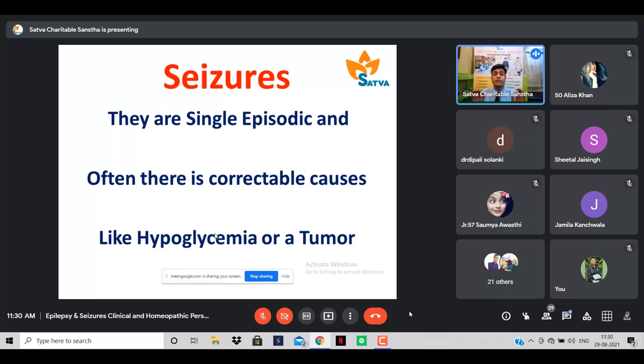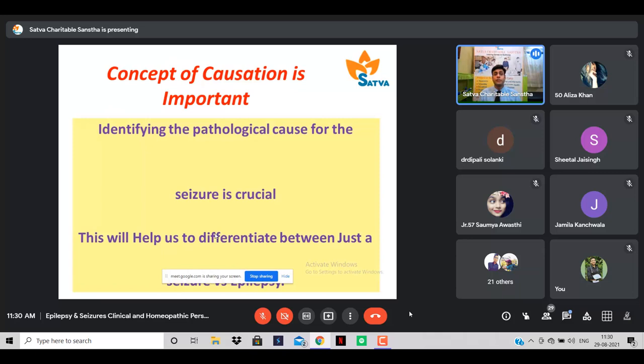So imagine a very small cause like low blood sugar or hypoglycemia can also lead to seizures, and ultimately, if the brain goes into a very prolonged hypoglycemic state, there will be damage, and the person can land up in a coma. This is what I am trying to say time and again, and I think this is very important. Therefore, the concept of causation is very important when we are dealing with seizure disorders or epilepsy. Identifying a pathological cause for a seizure is very, very crucial. This will help us differentiate whether it is a seizure or an epilepsy.